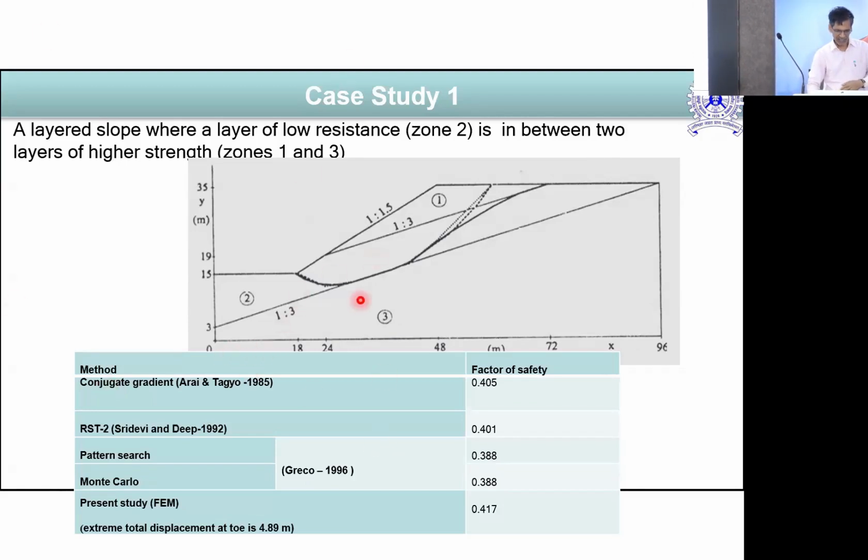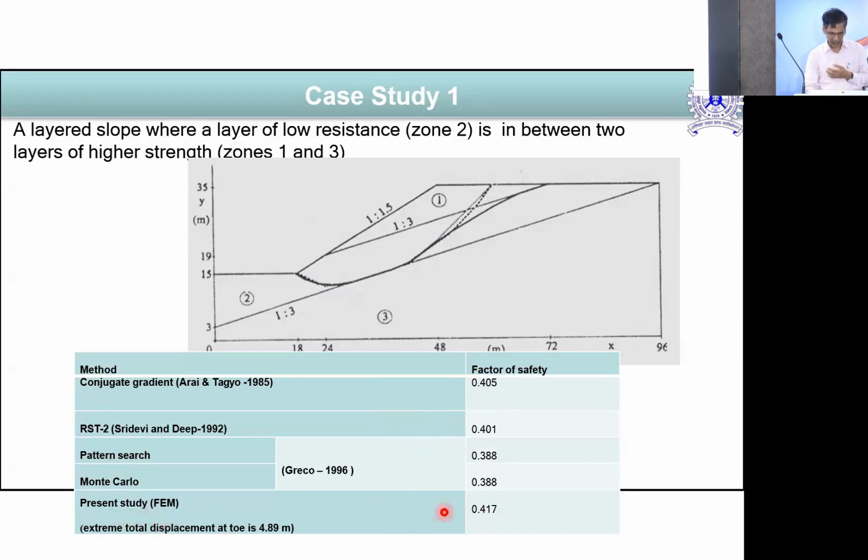So now, when we say conjugate gradient, it is one of the search methods. Like we are talking about, one is the stability method, the other is the search method. So that's why I have considered conjugate gradient as a search method. Also Monte Carlo, pattern search, all these are search methods. Then also we can use the finite element method.